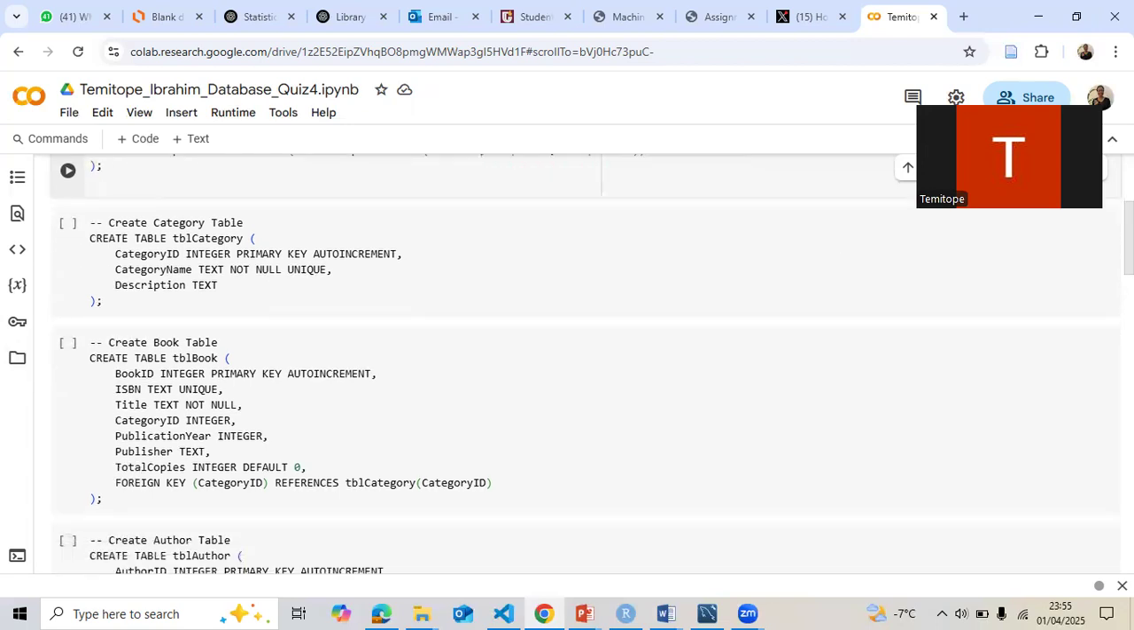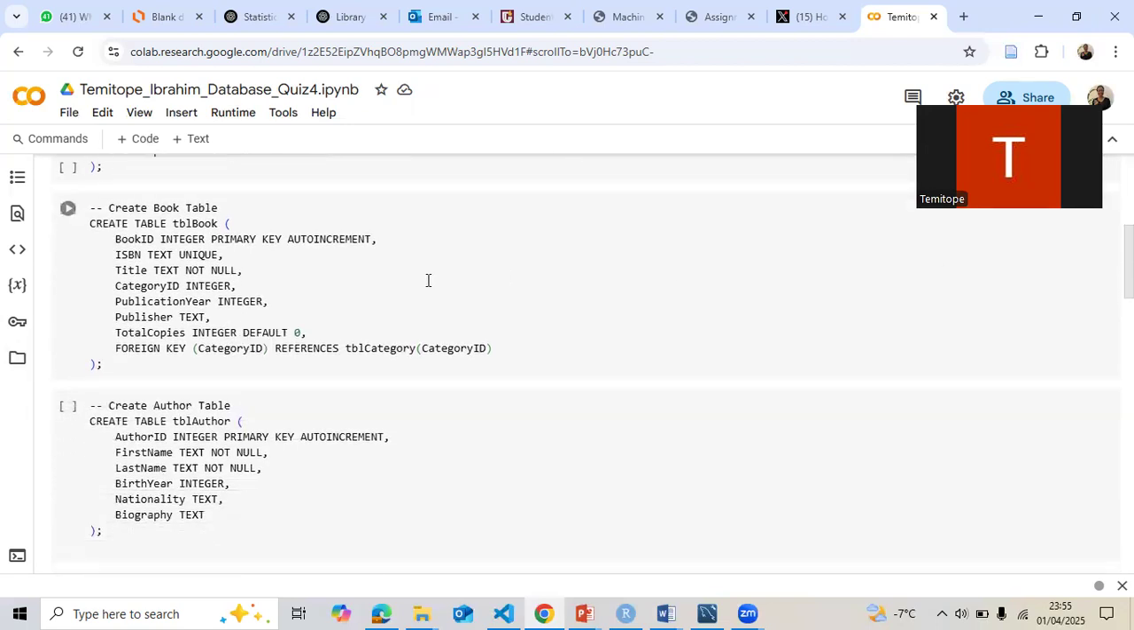Then we create the book table as well. Book ID is the primary key, of course. The ISBN text is unique. Title text, the title of the book, that's the meaning. It must not be empty.